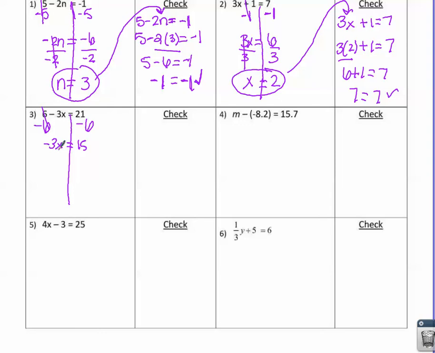Negative 3 times x, so the inverse operation of multiplication is division. Divide each side by negative 3. Bring down what you have remaining, which is x equals negative 5. Circle your answer. Check your work. Write down the original problem. Now substitute what you got in for x.